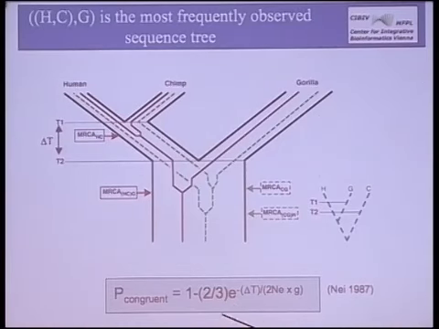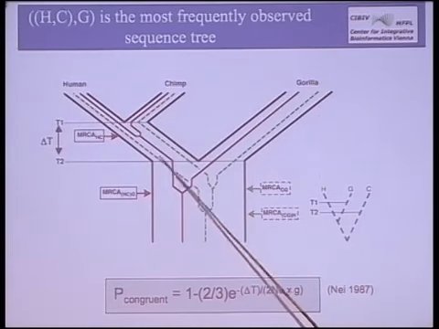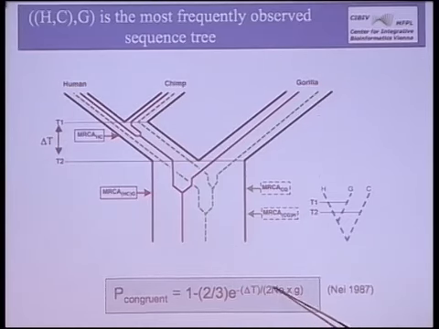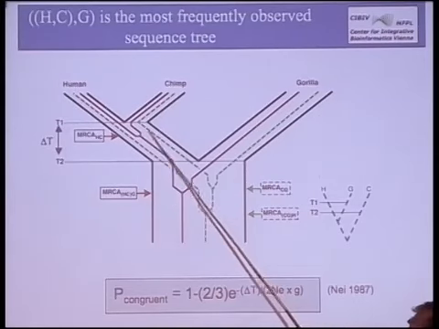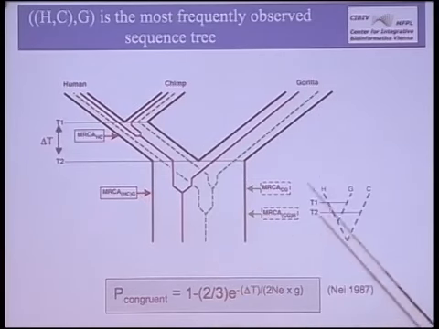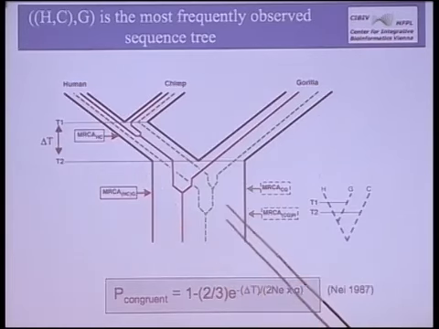So basically the probability that a gene tree is congruent to the species tree is nothing like this simple formula. It's 1 minus 2/3 times e to the minus delta t divided by the effective population size of this population here times generation time. So this is just a scaling factor. We don't really have to care about it. The important thing is that the population size enters as one parameter, and that the time of existence of the ancestral species enters as the other parameter. So a big population size also makes things more unlikely.